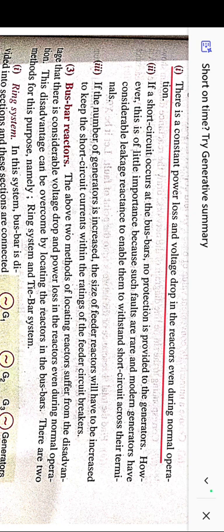If the number of generators is increased, the size of the feeder reactors will have to increase to keep the short circuit current within the rating of the feeder circuit breaker.